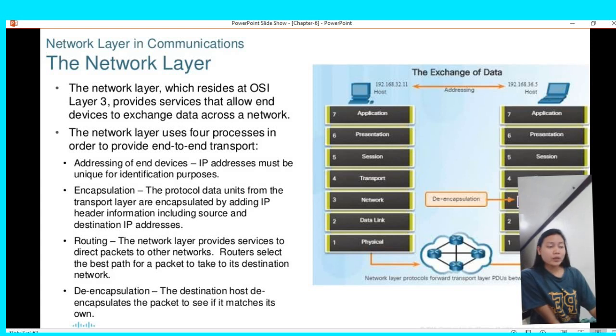6.1. The Network Layer Protocols. The Network Layer. The network layer, which resides at OSI Layer 3, provides services that allow end devices to exchange data across a network. The network layer uses four processes in order to provide end-to-end transport: addressing of end devices, encapsulation, routing, and de-encapsulation.